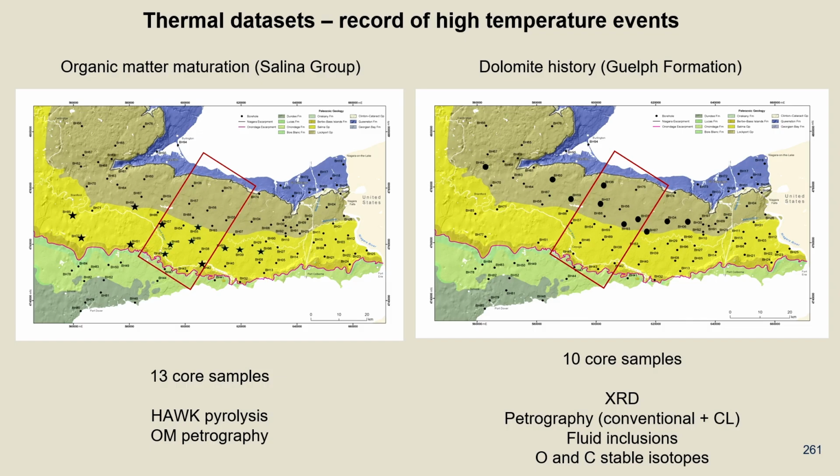We cook the organic matter and release hydrocarbons at various steps that indicate what kind of temperature this organic matter has experienced. We also add organic matter petrology, where we can characterize the reflectance of the organic matter, which is a direct indication of high temperature events. To the right, we show what we're going to do with the dolomite of the Guelph Formation. We will be studying mineralogy in the Guelph, various specific minerals that might be indicators of high temperature conditions. Let's have a look at the preliminary results.